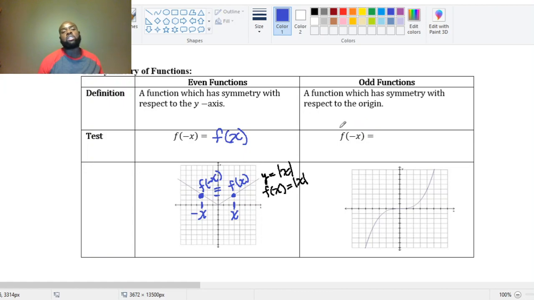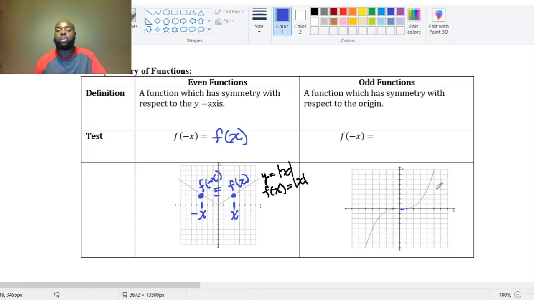Symmetry with respect to the origin is a little bit more difficult to think about. One way to think about it is to take a part of your graph in one quadrant and reflect it about both the x and the y-axis, right? So for instance, if I took this part of my curve in the first quadrant and I reflected it about the x-axis, I would get a graph that looks something like that. And then if I took that part and reflected it about the y-axis, I would get this part of my graph over here. That means I have symmetry with respect to the origin, all right?